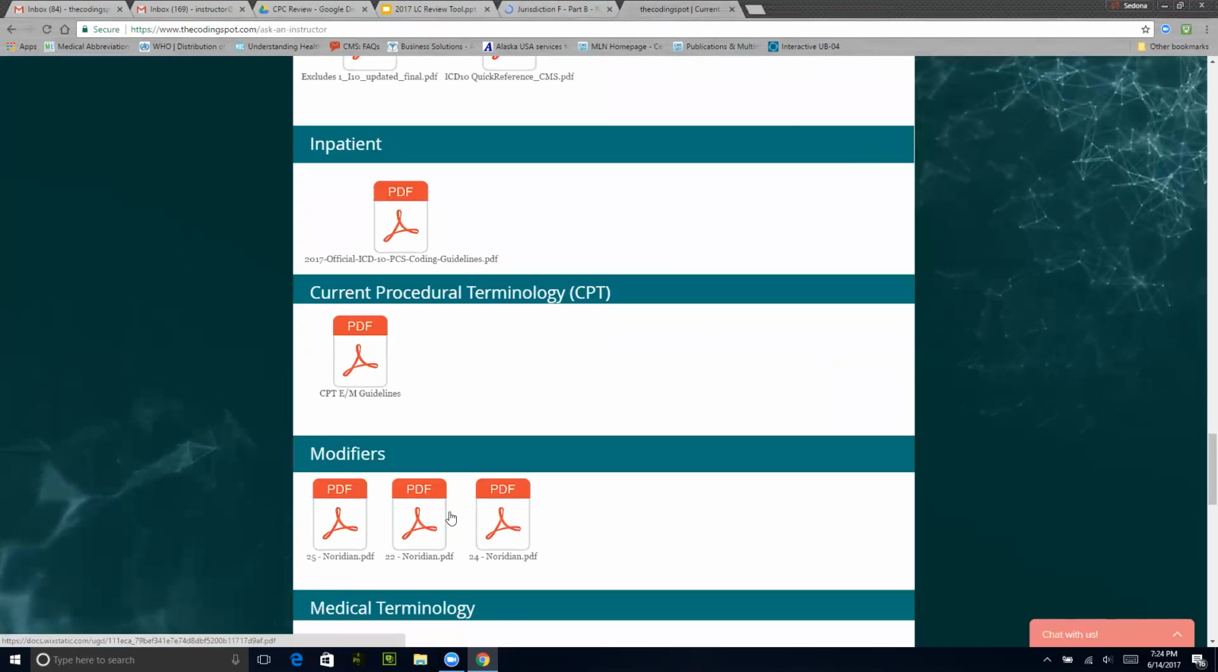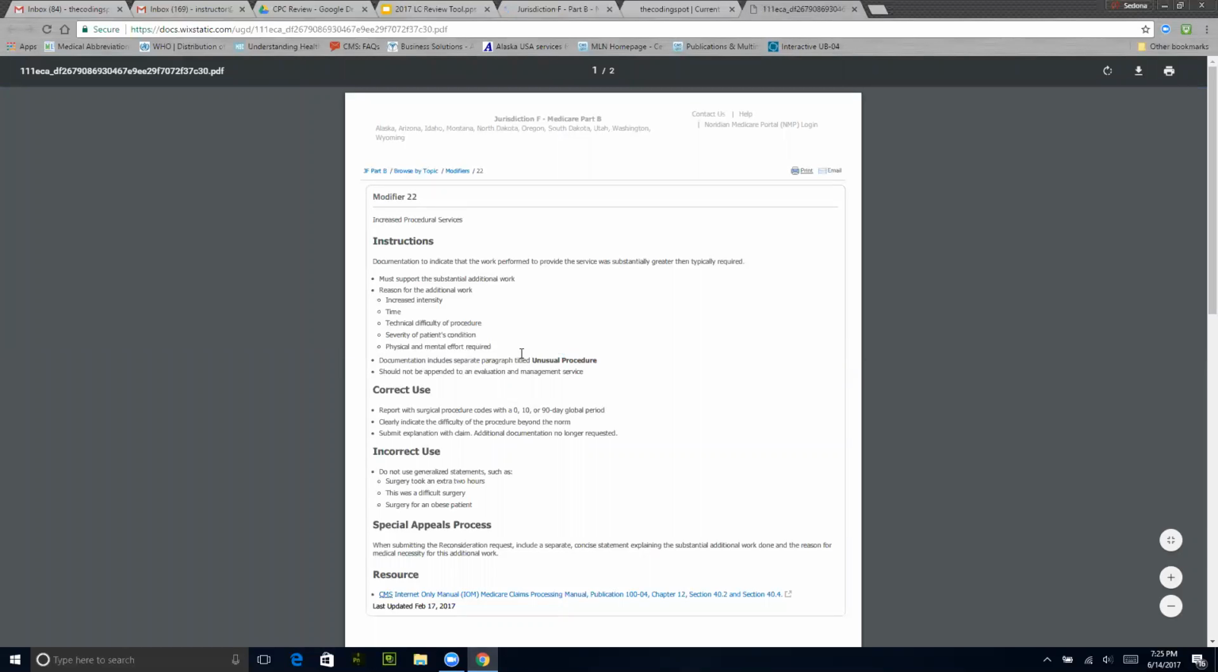And so we showed you modifier 25. Let me go ahead and show you modifier 22. Again, these are taken directly off of that Noridian website. So what is published on there, you would use that for coding reference no matter what coding job you're in.